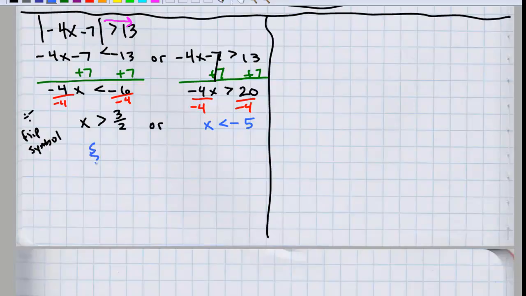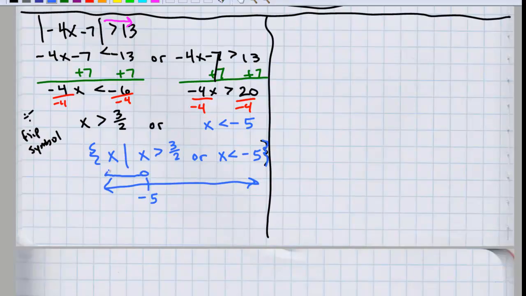So in set builder notation, the answer is x such that x is greater than 3/2, or x is less than negative 5. When we graph this, this is going in two different directions. x is less than negative 5, or x is greater than 3/2.